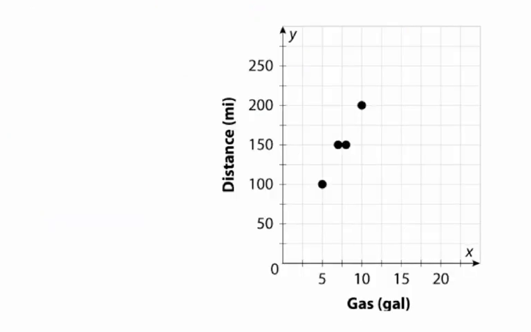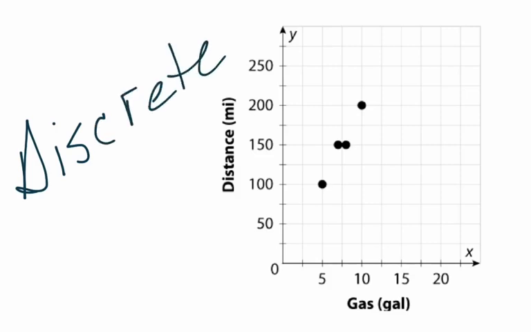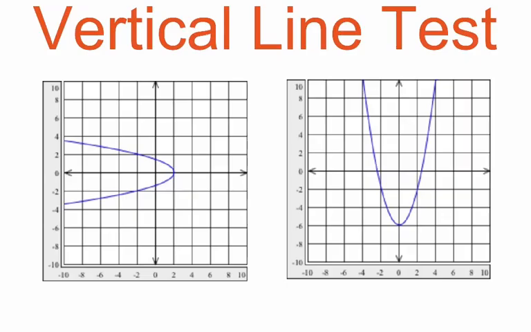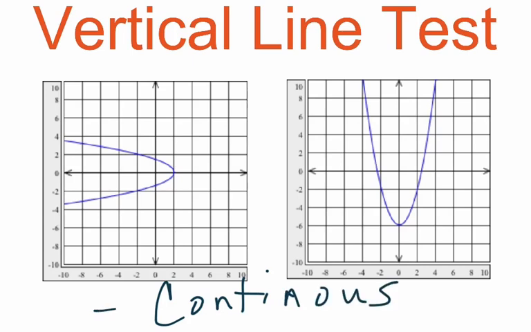And this kind of graph, by the way, with just dots that doesn't have lines, you can jot this down, is a discrete graph, D-I-S-C-R-E-T-E. You'll notice there are no lines connecting these up, okay? A different graph that you'll see a lot here in algebra is what's called a continuous graph. I'll write this down at the bottom: continuous graph.